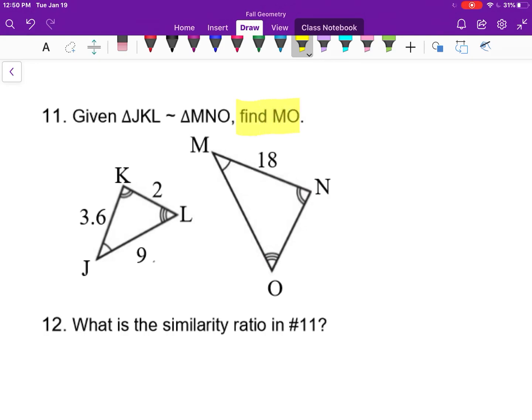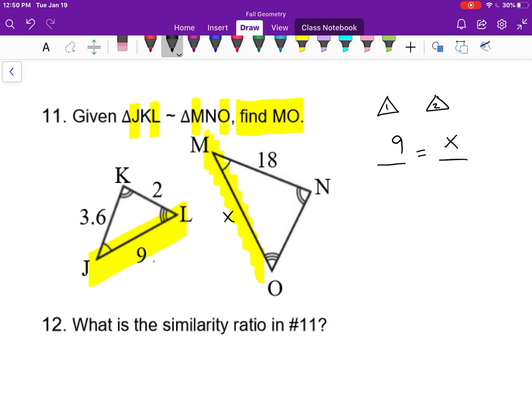So this one's saying find MO. So given triangle JKL is similar to triangle MNO, you're asked to find MO. So I'm going to highlight what I know. I know that I have to look for MO, which is right here. It has no value on it, so I'm going to put x because that's what we're always looking for. So MO is the same as JL. So that means this is what I got. So I'm going to put 9 is equal to x. In this case, it's my first triangle, and this is my second triangle.